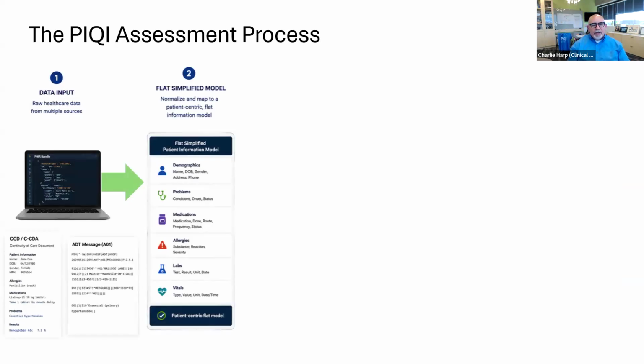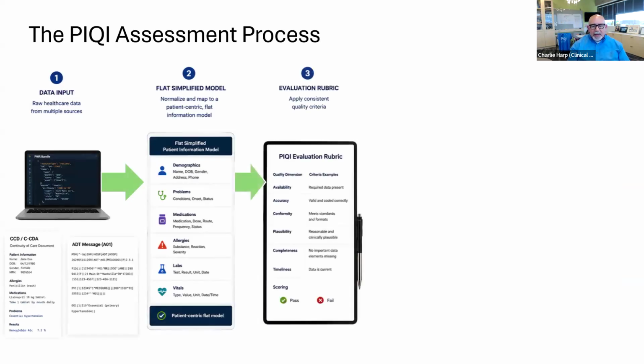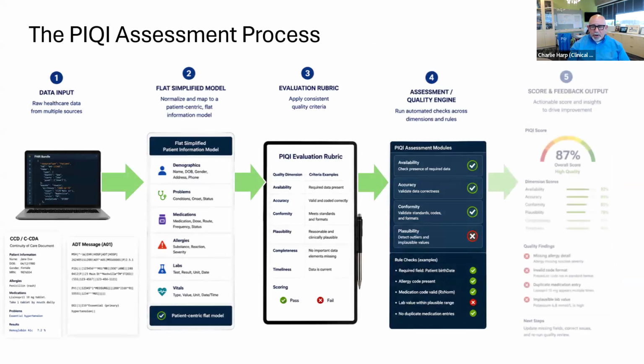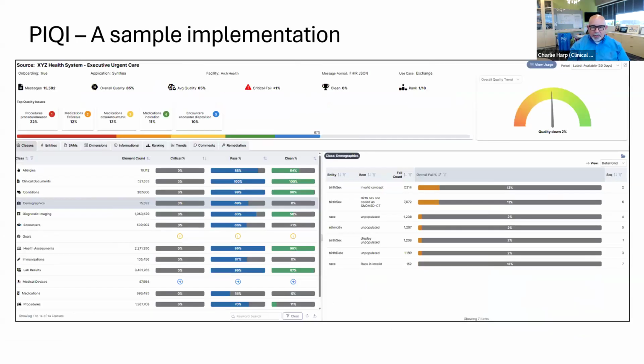You have the data input, you normalize it to the model. The model goes against the evaluation rubric you selected. It comes back with a scorecard through the engine. And that way, on an individual message, you can tell if that message is considered to be quality or not quality. And you can take the stats that come off that message and store them in your scorecard.